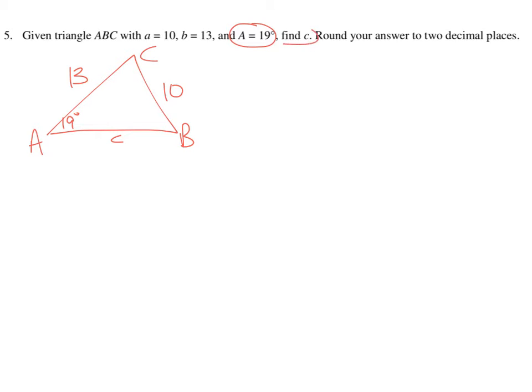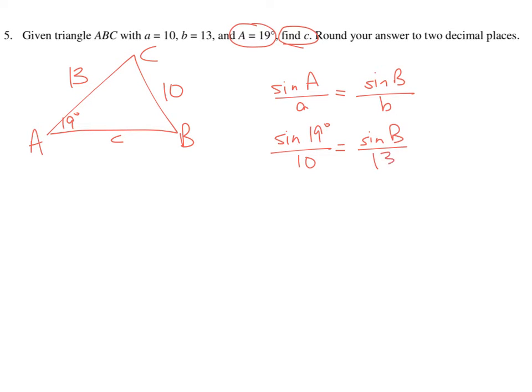The whole goal of this problem is to find side C, but this one's a little different. This one's a little special compared to the couple we got to in class if you were in third hour. We know both A's, so I'm going to use those. Sine of angle A over side A equals sine of angle B over side B. If we plug everything in here, sine of 19 degrees over 10 equals sine of angle B over 13.